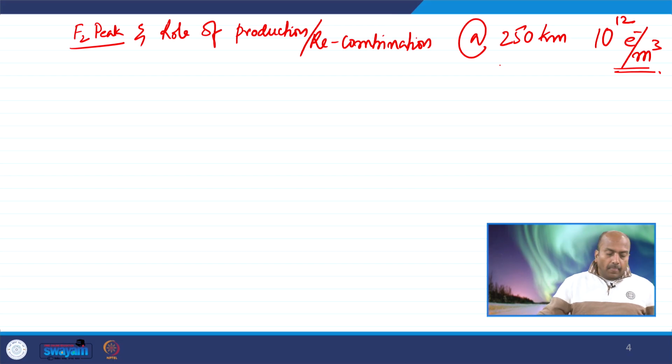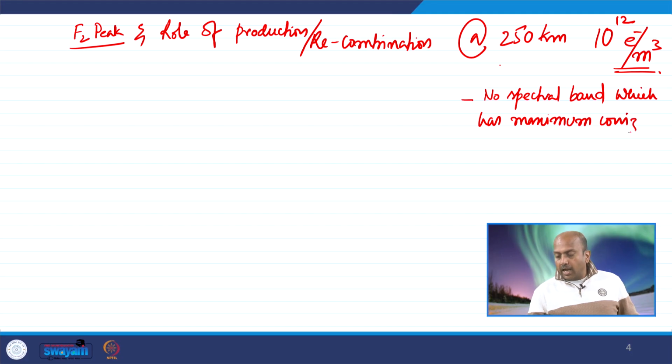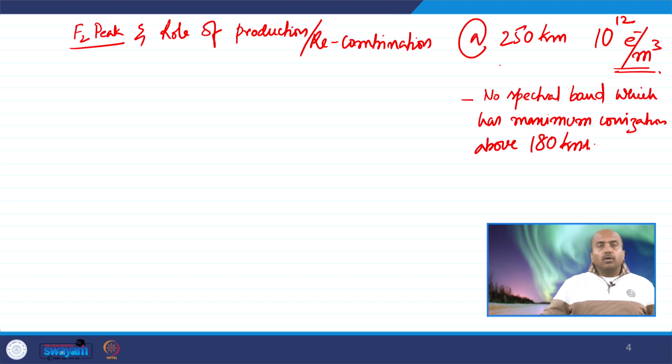Okay. Now, the most important factor which actually contributes to this anomaly is that in the incoming solar electromagnetic radiation, there is no spectral band which has maximum ionization above 180 kilometers altitude, right? Now, what does it mean?